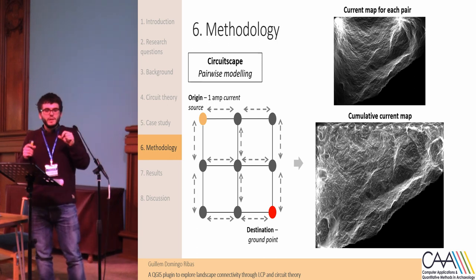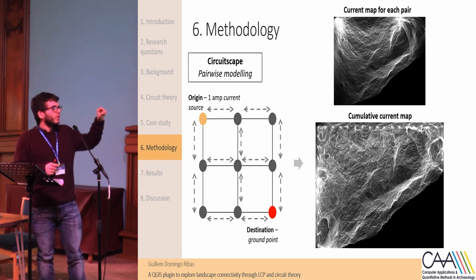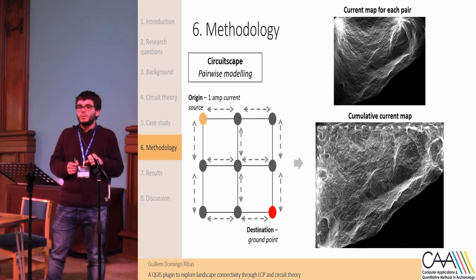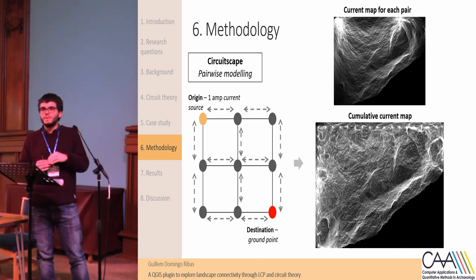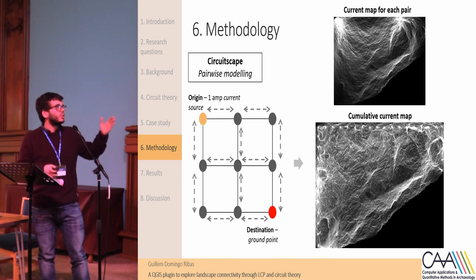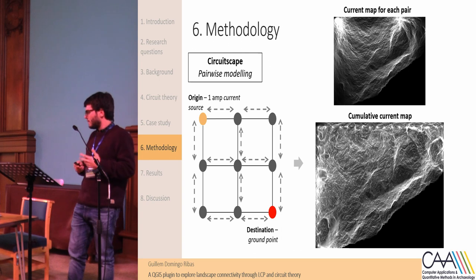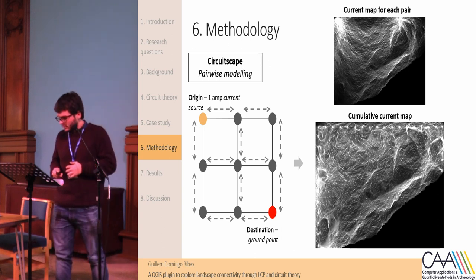So between each pair, connectivity is modeled, transferring current between each cell of the landscape, and all the current after being transferred to each cell of the landscape to the destination point is saved in a current map. So each pair of nodes has its own current map, and all the current maps from each pair are merged into a cumulative current map, which depicts the connectivity of the entire landscape.